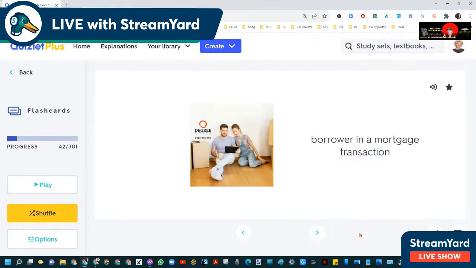A borrower in a mortgage transaction. What is a borrower in a mortgage transaction?